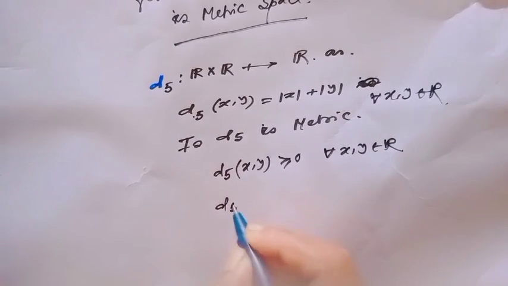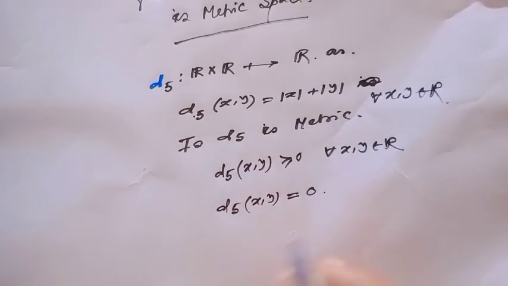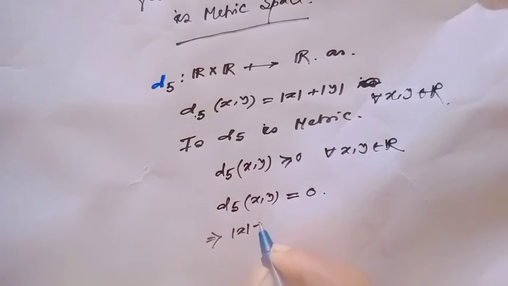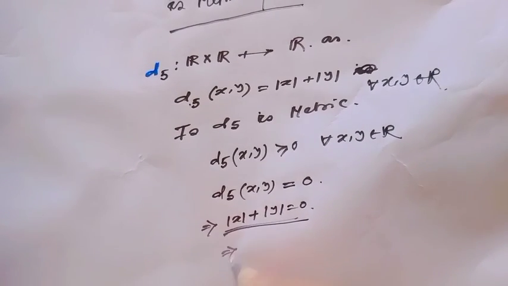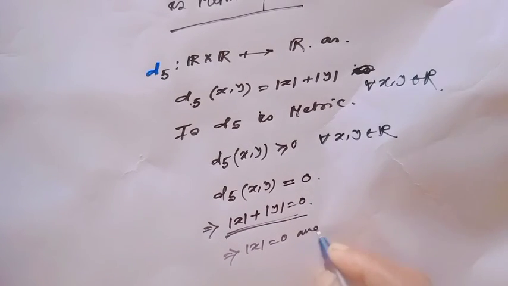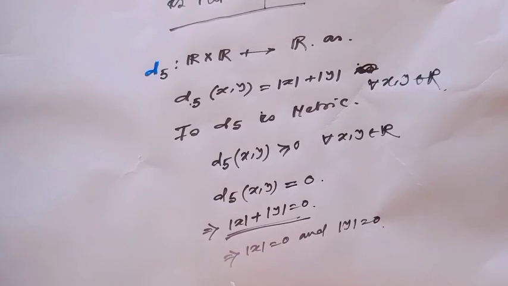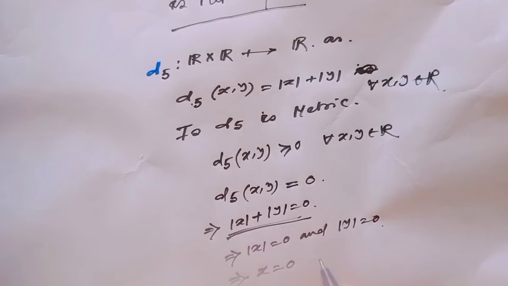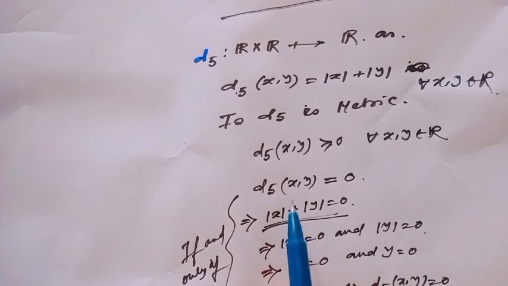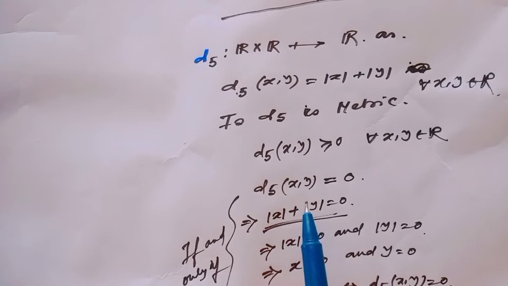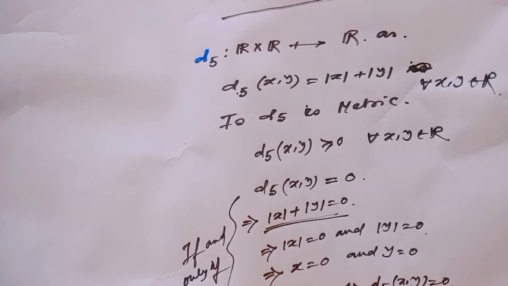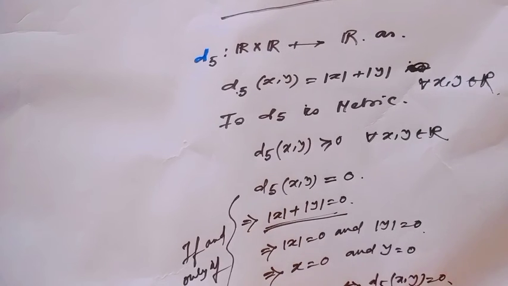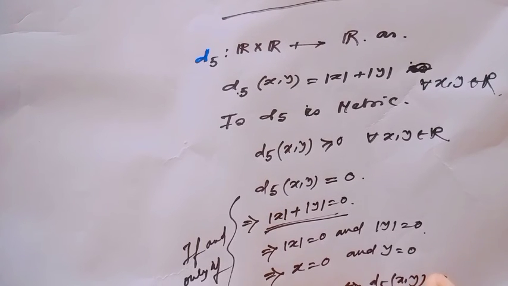Then the second condition: D5 of x, y equal to 0. That means modulus of x plus modulus of y equals 0, and this sum is equal to 0 when modulus of x equals 0 and modulus of y equals 0. This means x equals 0 and y equals 0. But this condition is an if and only if condition. When the distance between 2 points equals 0, that implies the points are equal. Conversely, if 2 points are equal, then obviously their distance is equal to 0.